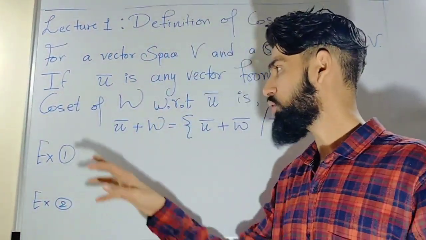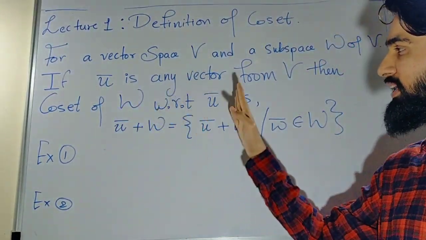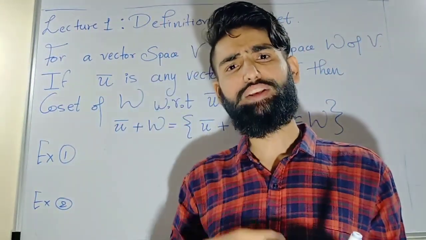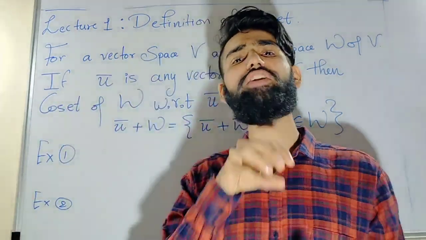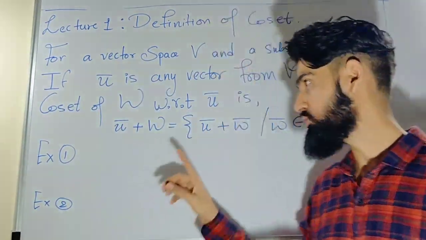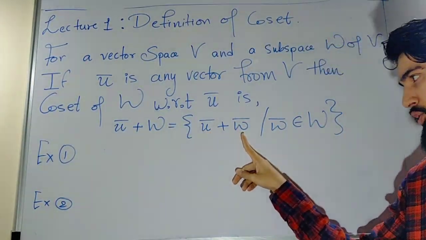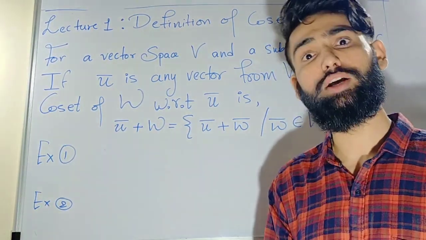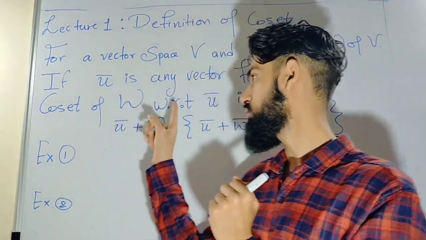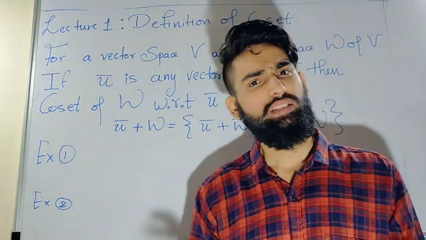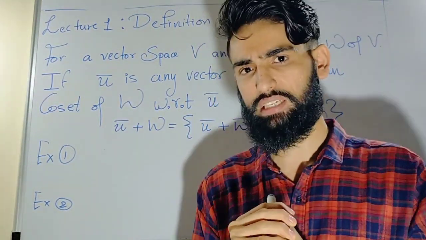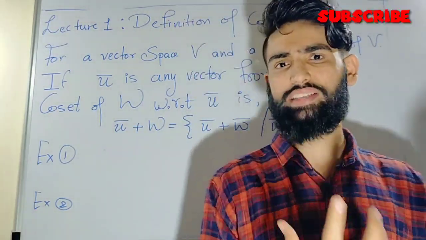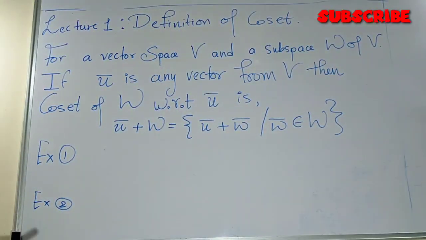That means if I want a coset of W with respect to u bar, I will add u bar to every element of W. You see over here, I am adding u bar to every element of W, and I get the set which is called a coset of W with respect to the representative u bar. Simple, the same definition as in abstract algebra, not so difficult. Let's see one example and clear the idea a bit.